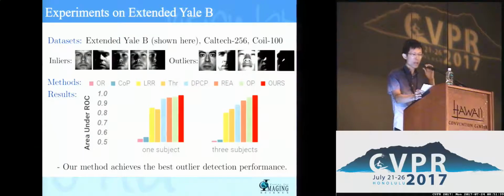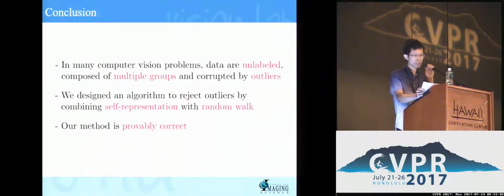As for experiments, we have tested our method on the Extended Yale B face database, as shown in this slide, as well as two other databases. And we have compared our method with a wide range of other robust PCA-based outlier detection methods. Our method is illustrated in red. In our experiments, we have shown that our method achieves the best outlier detection performance on these three databases.